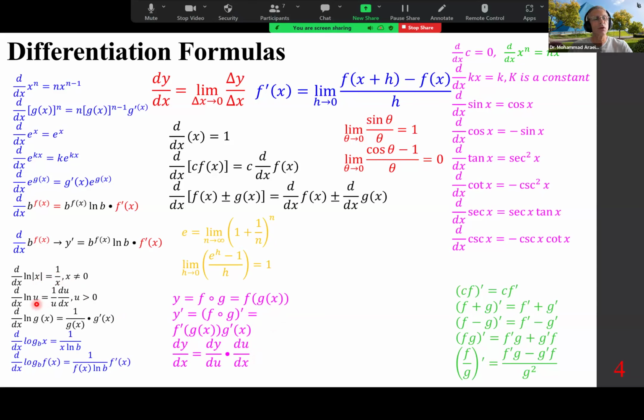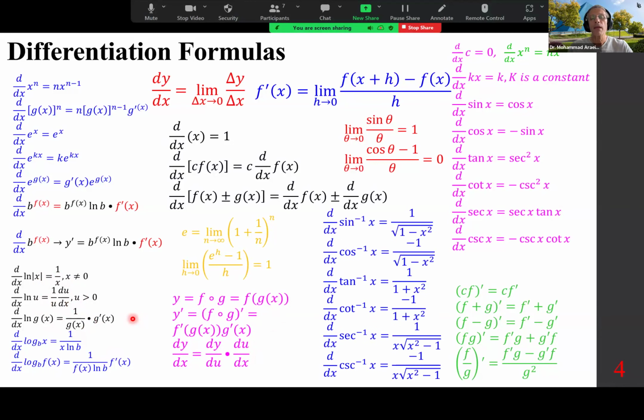If it's natural log of a function of x, such as u or g of x, you flip it over and times g prime of x, or the u dx, by the chain rule. There are more that I will discuss later on. And these are the inverse trigonometric functions. The derivative of sine inverse is 1 over square root of 1 minus x squared.